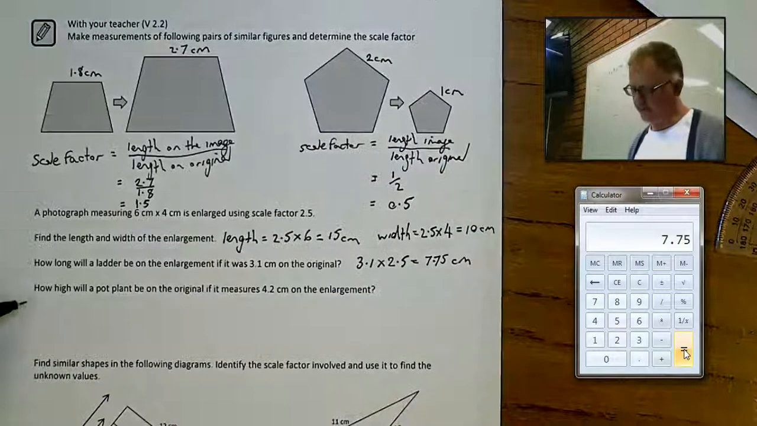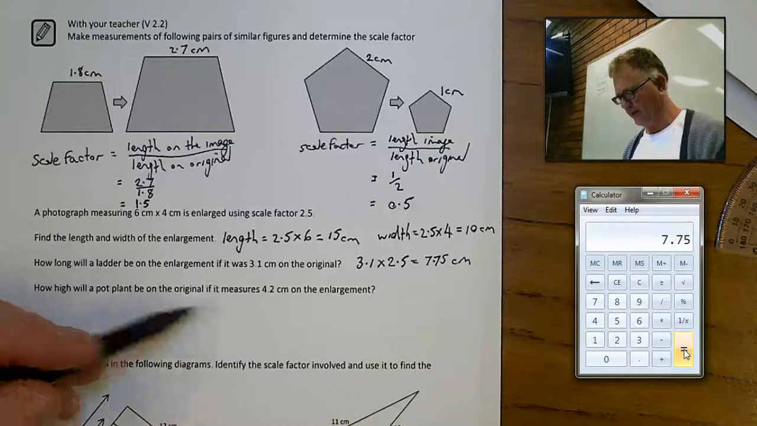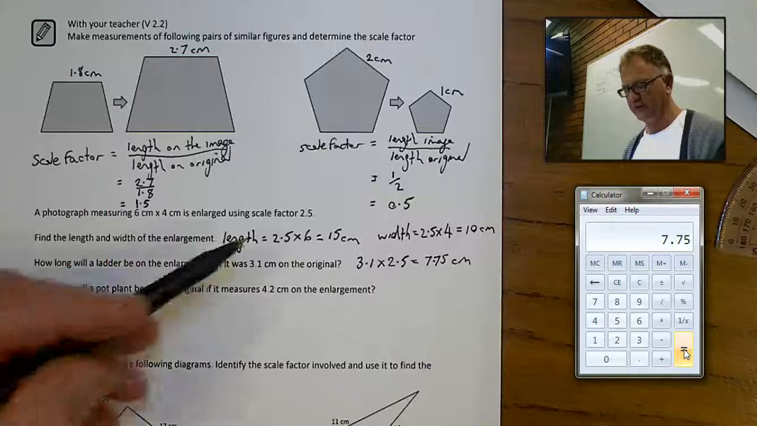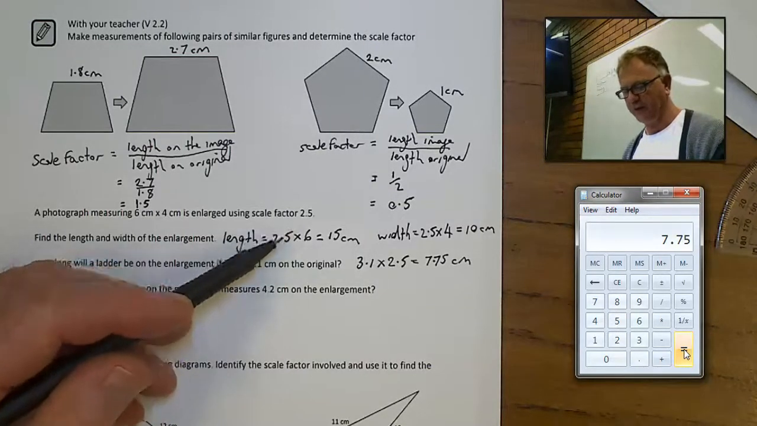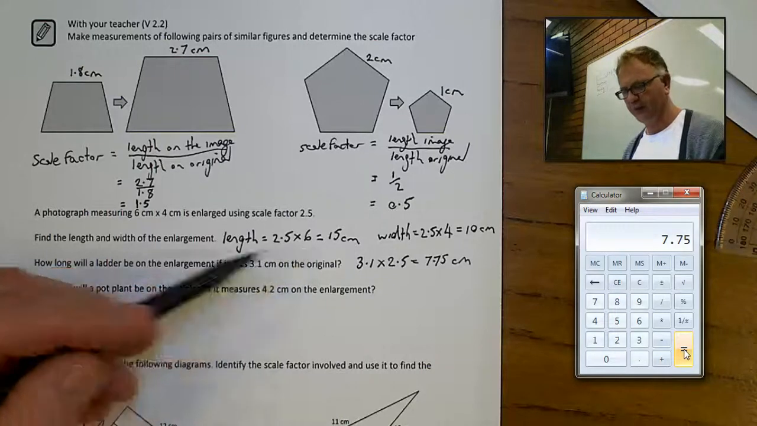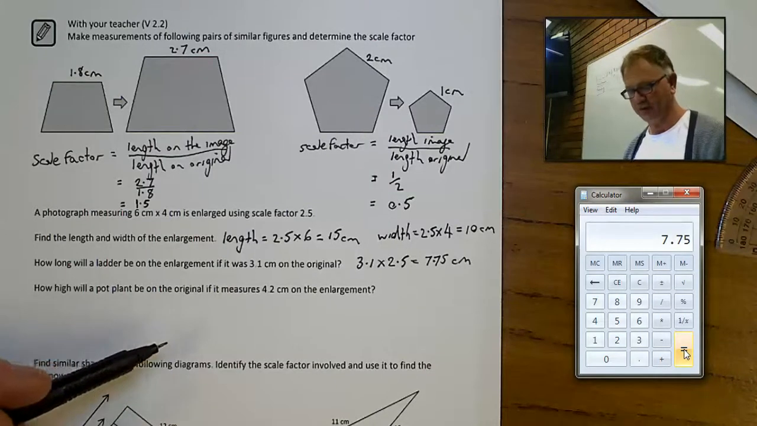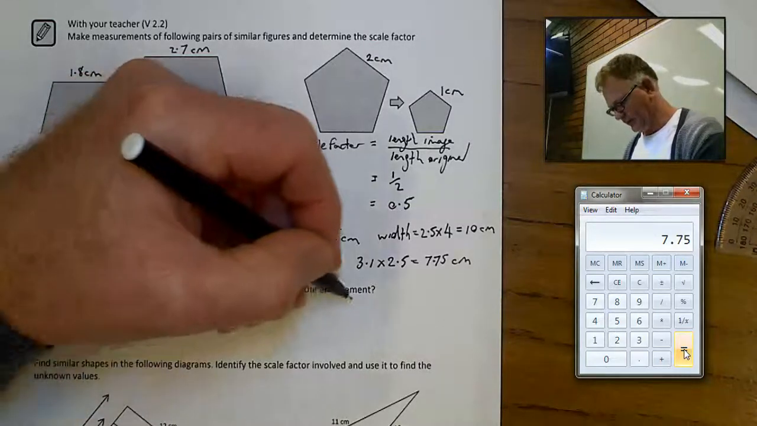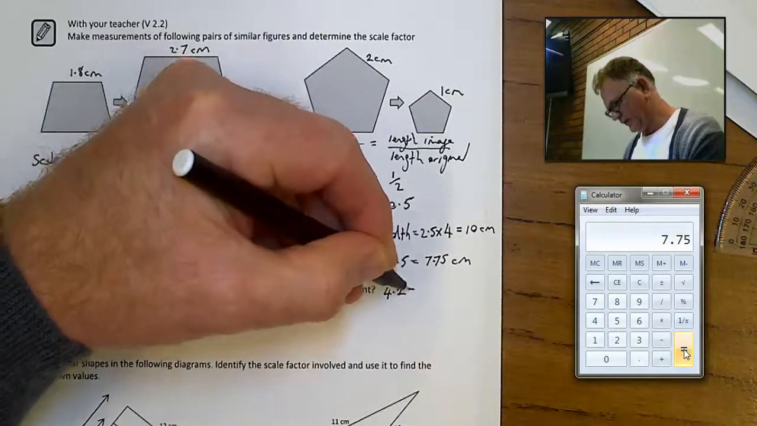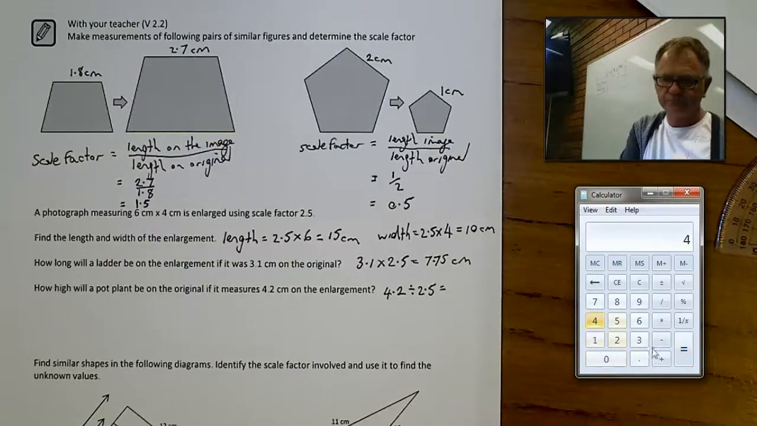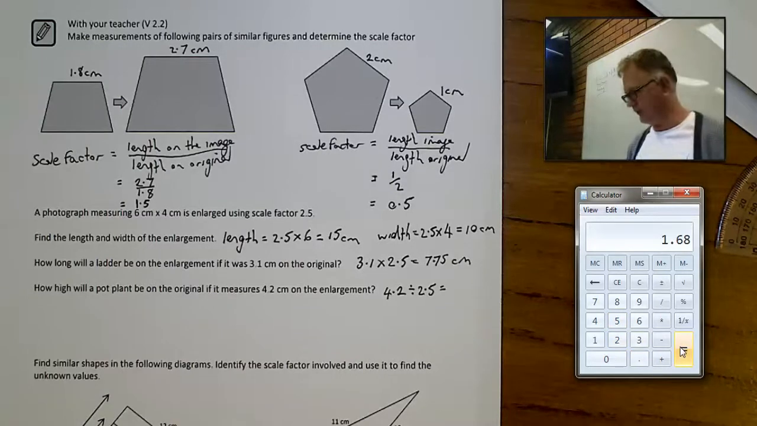Now this is a little bit trickier. How high will a pot plant be on the original if it measured 4.2 on the enlargement? This time we've gone the other way. So it's going to be smaller on the original, obviously, than what it was on the enlargement. Now, if the scale factor that we used for enlargement was 2.5, and we multiplied by that factor to get the size on the enlargement, if we want to go from the enlargement back to the original, we're going to have to do the opposite of multiplying by 2.5, which is dividing by 2.5. So on the enlargement it was 4.2, and this time I'm going to want to divide by 2.5 to find out the size on the original. Works out to be 1.68 centimetres.